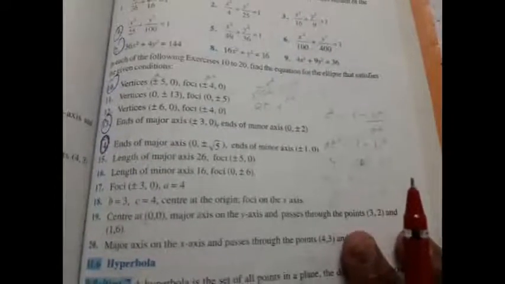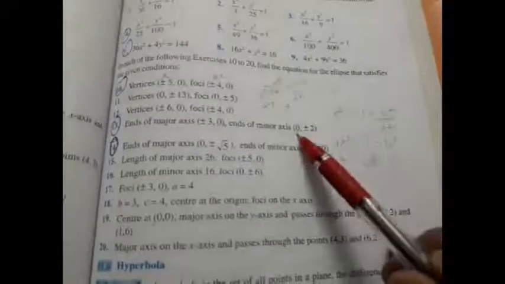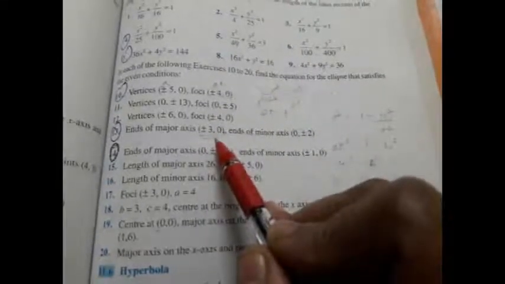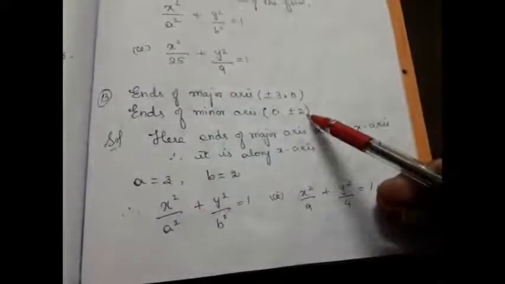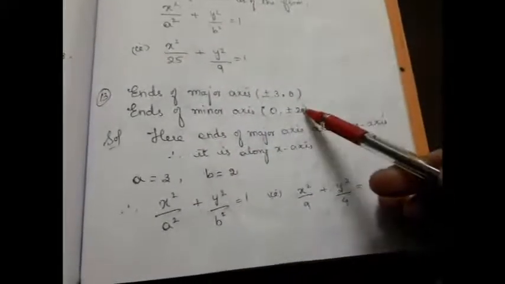Let us move on to the 13th question. Ends of the major axis and ends of the minor axis are given, which means this is a comma 0 and this is 0 comma b, right? Ends of the major axis are only the vertices, right? So it clearly tells us it lies on the x-axis. Therefore the major axis is along the x-axis. So from this, the a and b values are clearly given. a is 3, b is 2. So we can very well express our equation.